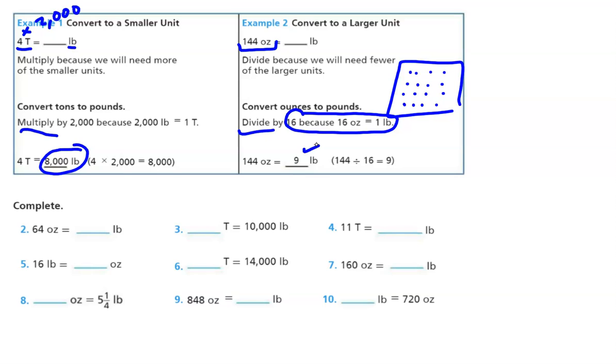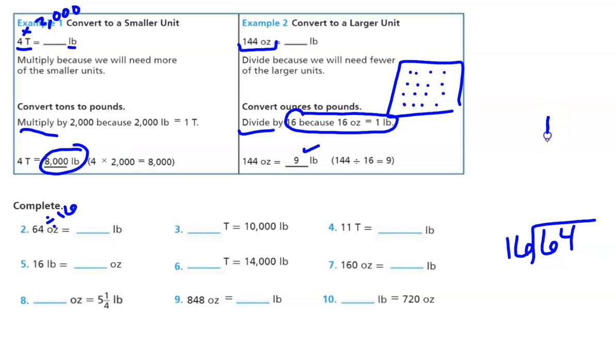Let's look at number 2. It wants to go from ounces to pound, and that's this one right here. We're converting to a larger unit, so that means I'm going to end up dividing here. And what I'm going to divide by is 16, because once again there are 16 ounces in a pound. So that's going to be 64 divided by 16, and you're going to learn pretty quick that that actually doesn't help you a ton.